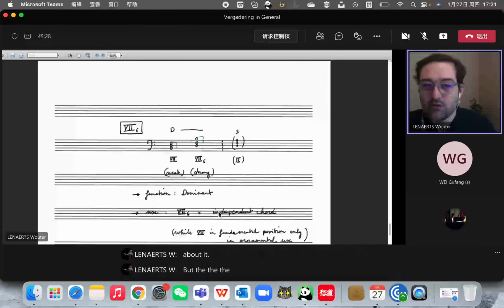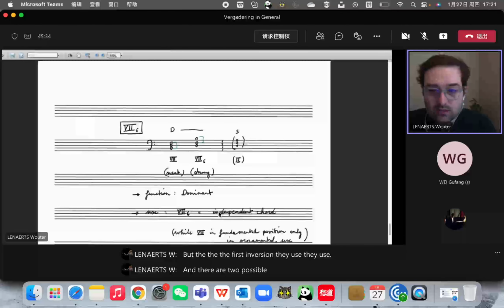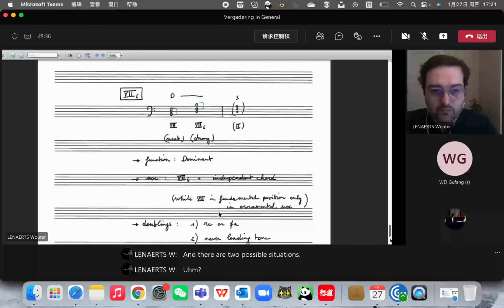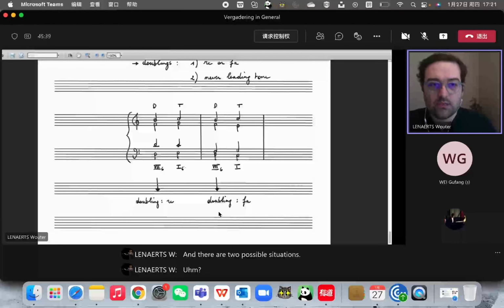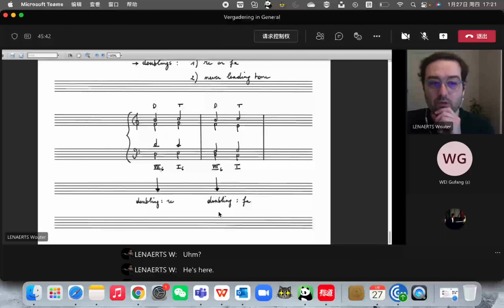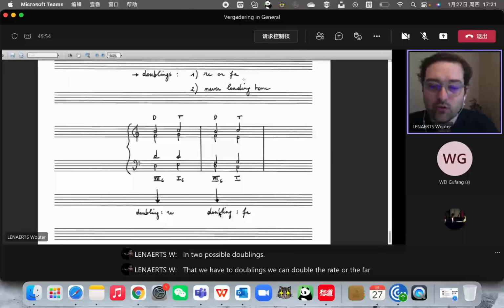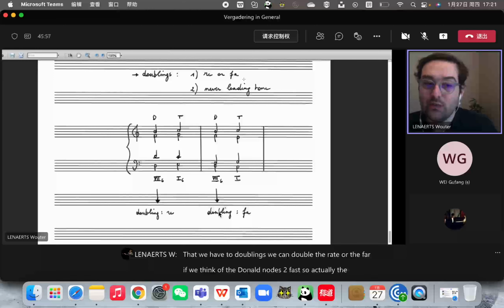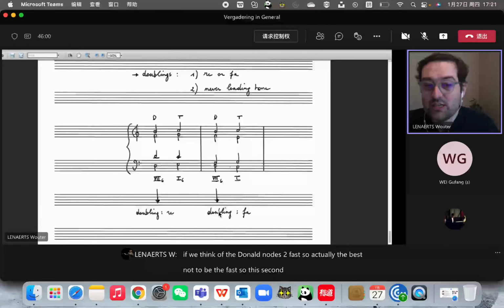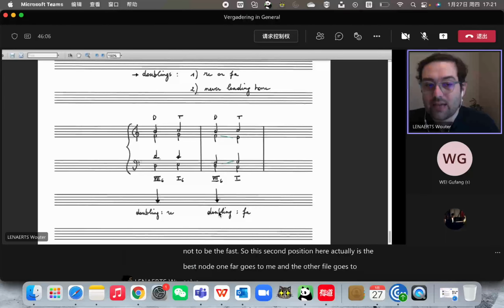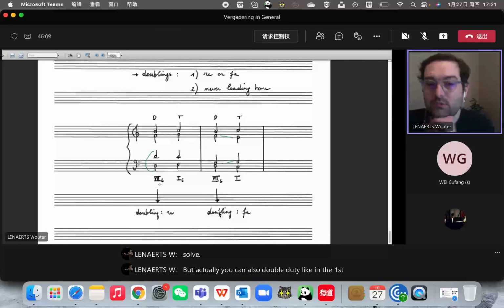But the first inversion they use. And there are two situations. Here, 7 to 1 in two possible doublings. There we have two doublings. We can double the Re or the Fa. If we think of the tonal notes, Do, Fa, Sol, actually the best note would be the Fa. So this second position here actually is the best note. One Fa goes to Mi and the other Fa goes to Sol. But actually you can also double the Re, like in the first example. It's also good.